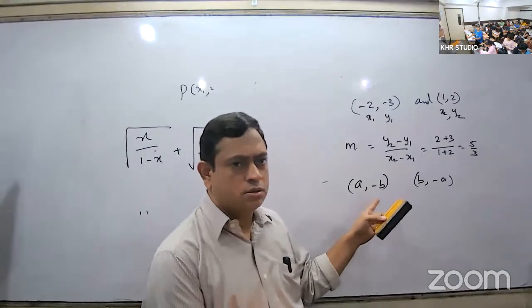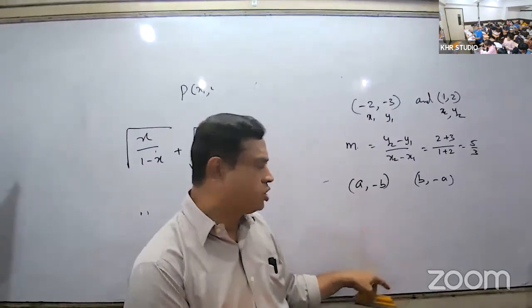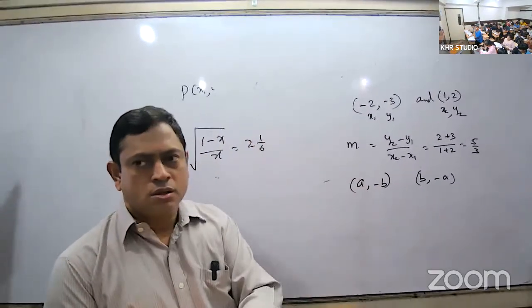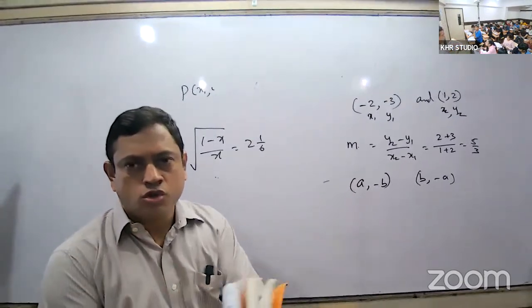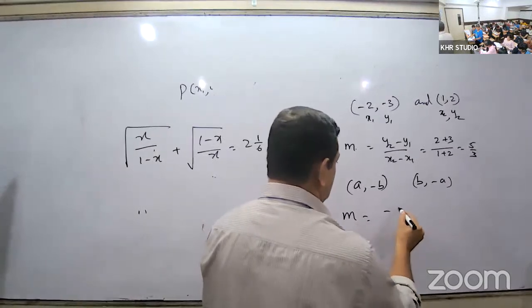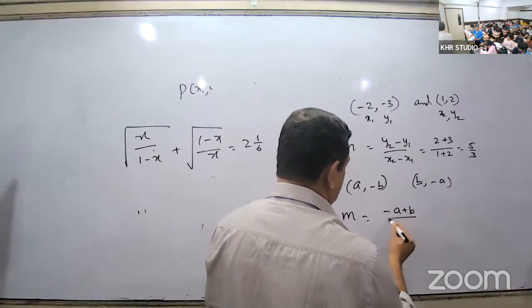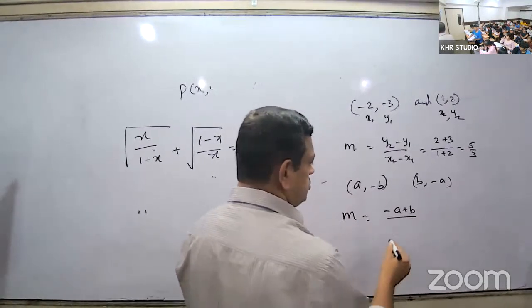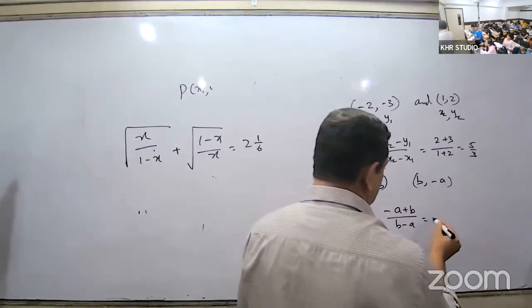Got the answer? Yes, sir. What is the answer you got? The answer is equal to 1, sir. Yes or no? 1. Minus a plus b upon minus b minus a, that is equal to 1.